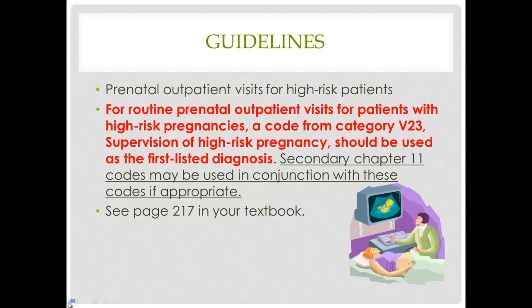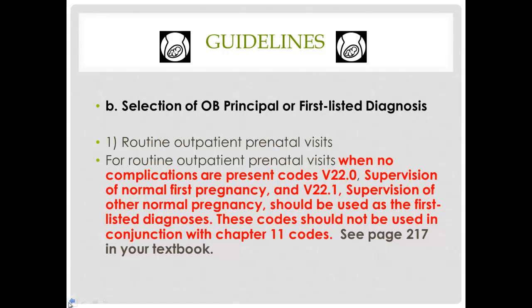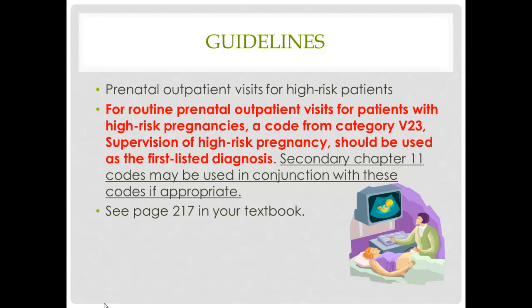So just to review to make sure we get the point, V22.0 and V22.1 cannot be used with Chapter 11 codes because Chapter 11 codes indicate there is a complication. However, if the patient is having a high-risk pregnancy, we should code her with V23, and we may use codes from Chapter 11 to indicate what the complications are.